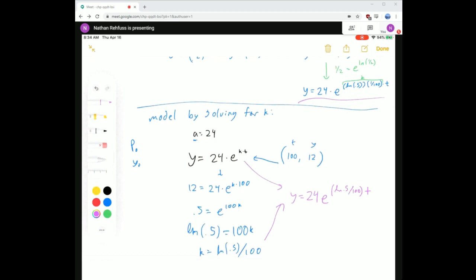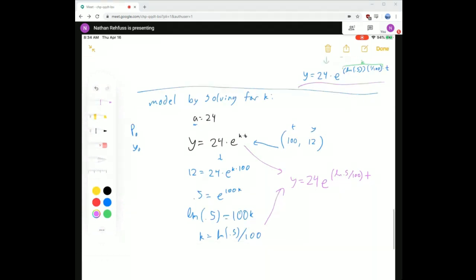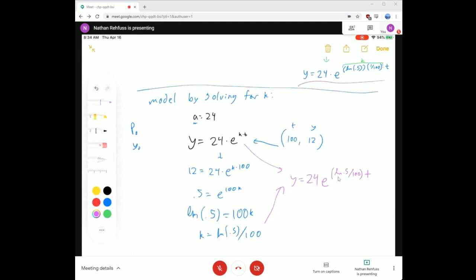Typically, when we're doing a story problem, though, it's not fun to keep typing this whole function into your calculator every time you want to evaluate it. So typically, we'll evaluate it just once. My calculator tells me that the natural log of 0.5, if I type it in right, divided by 100 is negative 0.006931. I'm going to want at least 6 digits here. So I put 6 numbers after the decimal point on purpose.